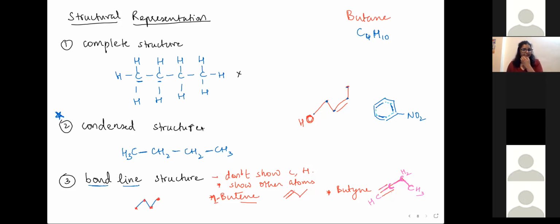Yeah. Condensed is what we'll be using the most out of all of these. Bond line, you may come across if you're practicing anything online, or generally on the internet, the most I've seen is bond line structures. So we'll have lots of practice with this also. Complete structure, you will not come across this, I can promise you that, unless it's methane or something really simple. Okay. Yeah, condensed is what we'll be using the most. But learn to identify bond line also.